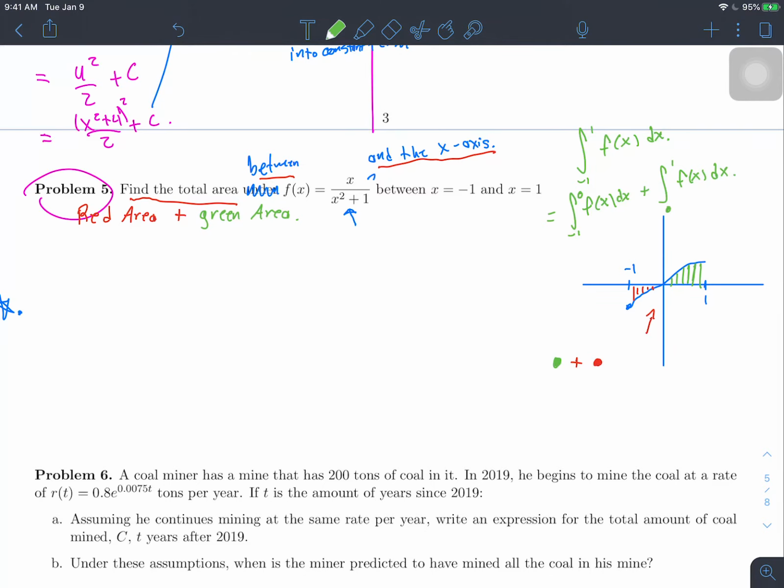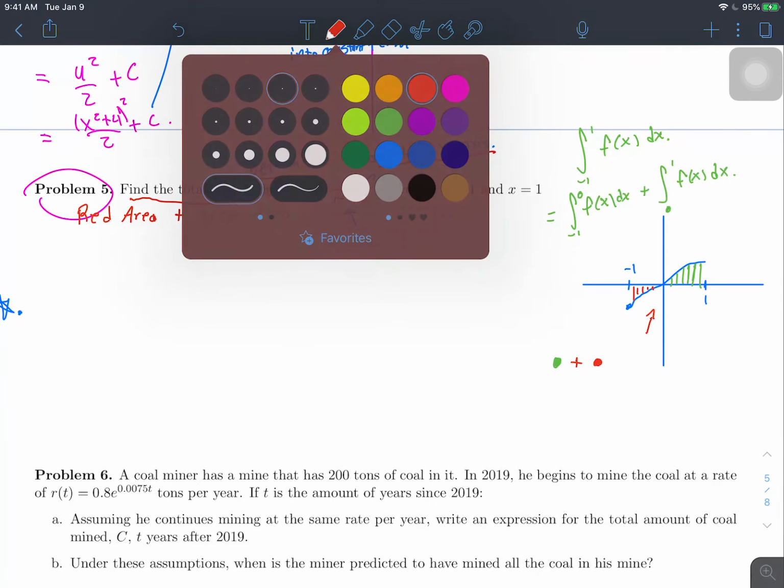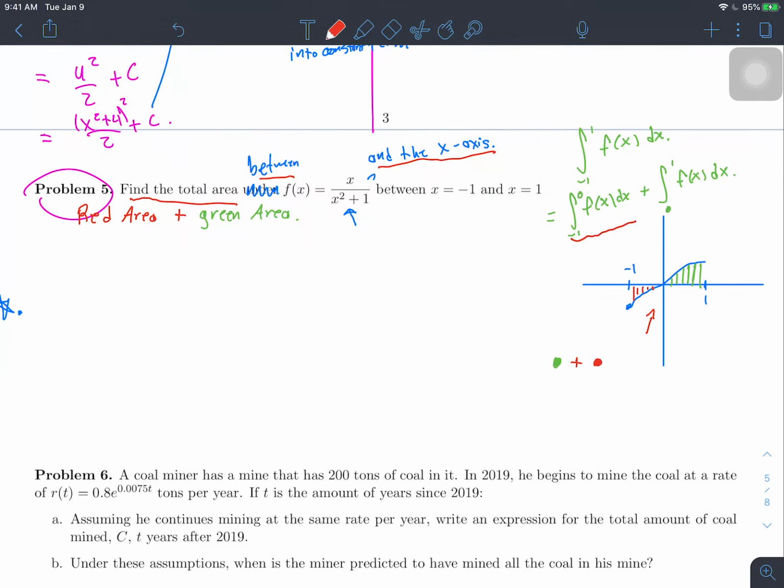Okay, where this first part represents the red area as a negative number. Okay, so what I want to do now is modify this so that I'm not taking the red area as a negative number, but taking the red area as a positive number. So I'm going to take this first part of the integral, and I'm going to negate it.